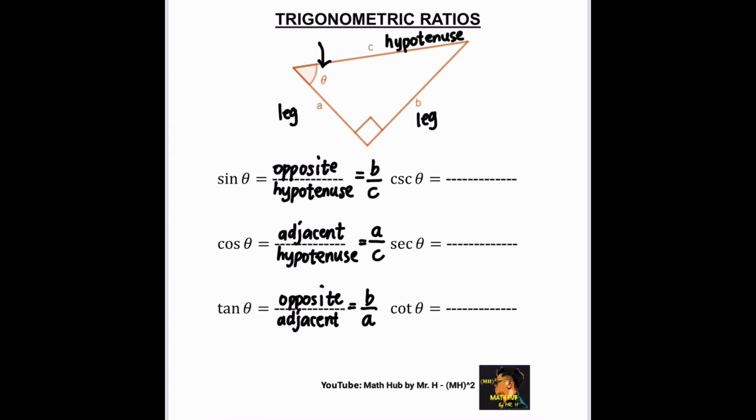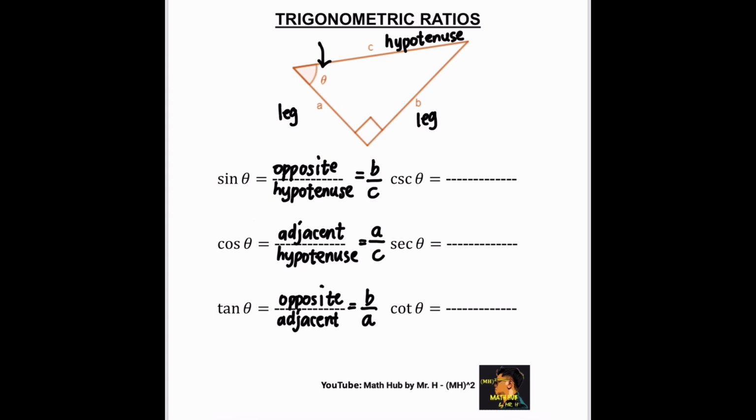Now, these three magic words, sine, cosine, and tangent, also have their reciprocals. For sine, we have cosecant. For cosine, we have secant. And for tangent, we have cotangent.